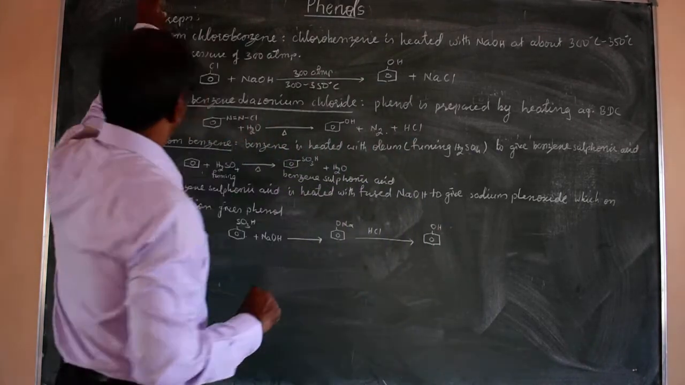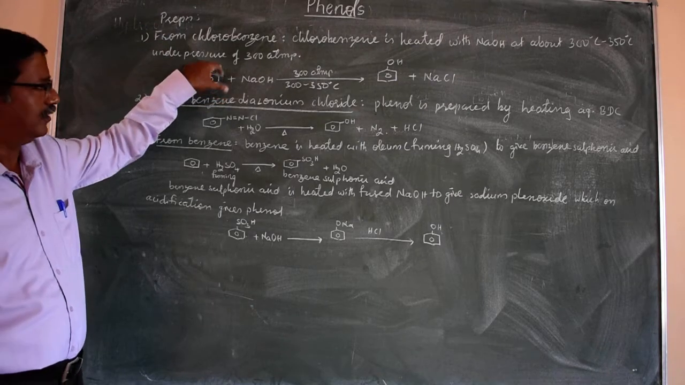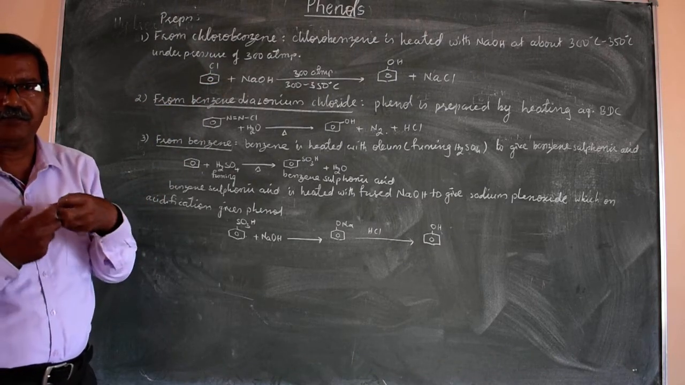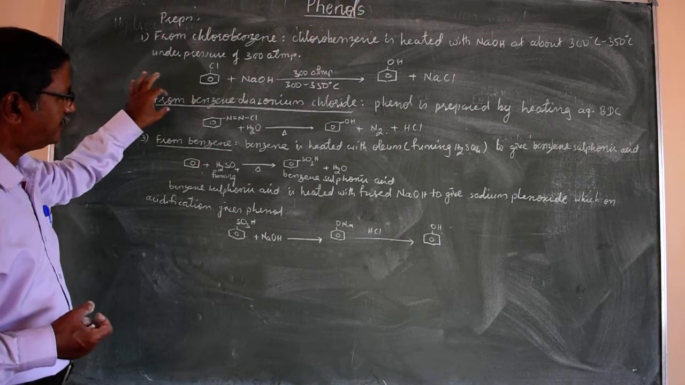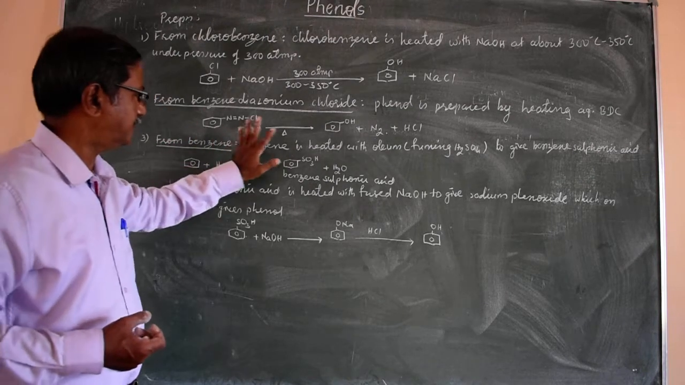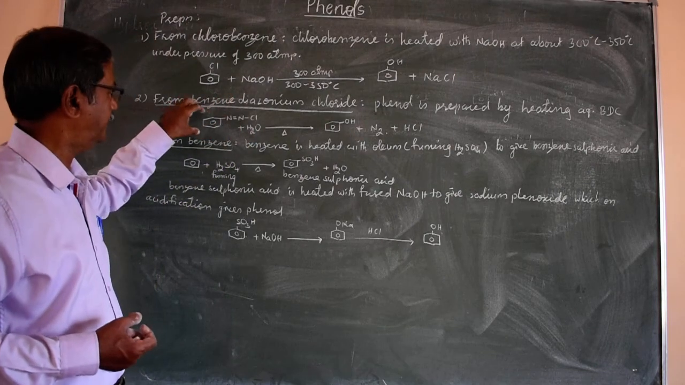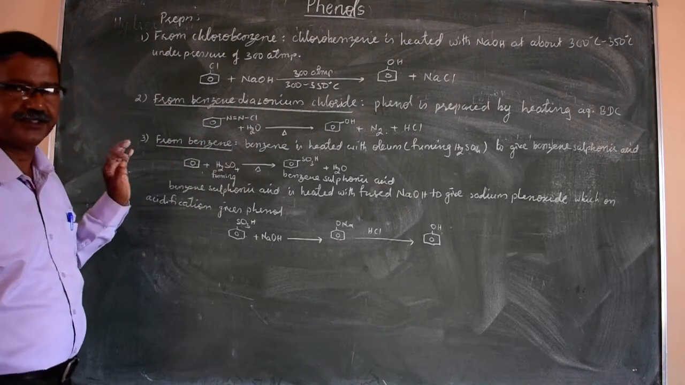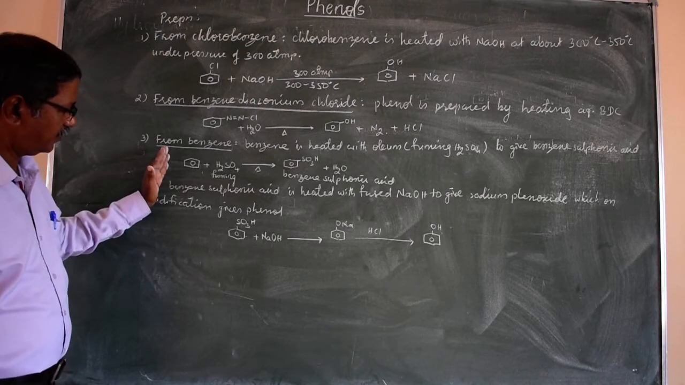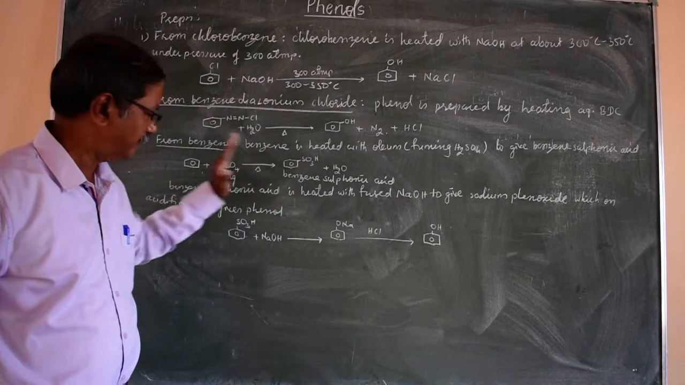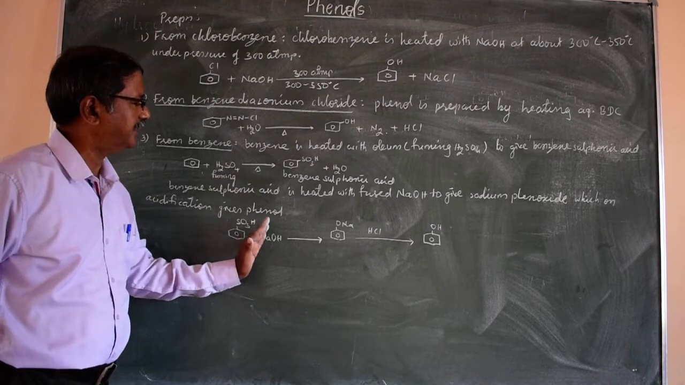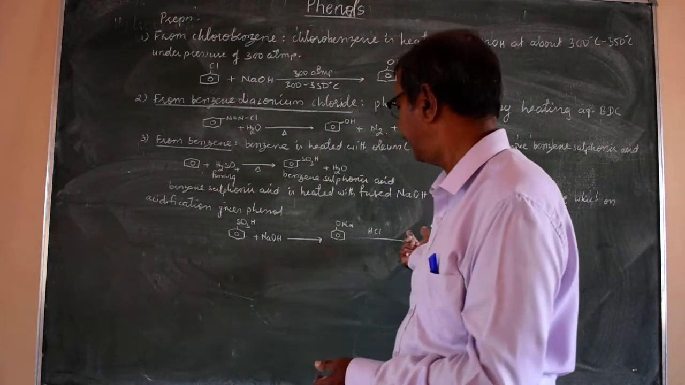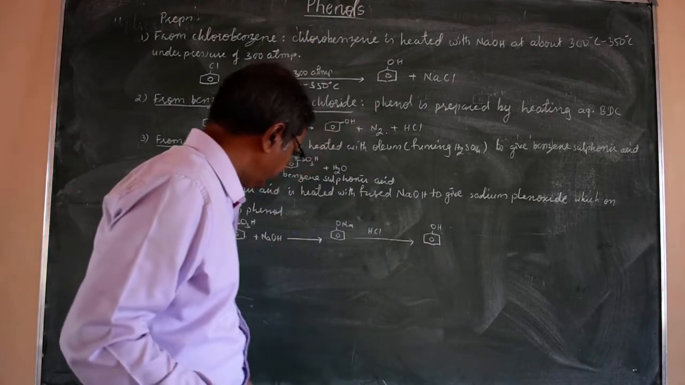So the first one is from chlorobenzene, where we need drastic conditions because the Cl is strongly bound to the carbon. The second one is from BDC. Just by heating the aqueous solution of BDC, you are getting phenol. From benzene, we have two steps here. First, convert benzene into benzene sulfonic acid, and afterwards, benzene sulfonic acid is heated with NaOH to give sodium phenoxide, which on acidification with HCl gives phenol.